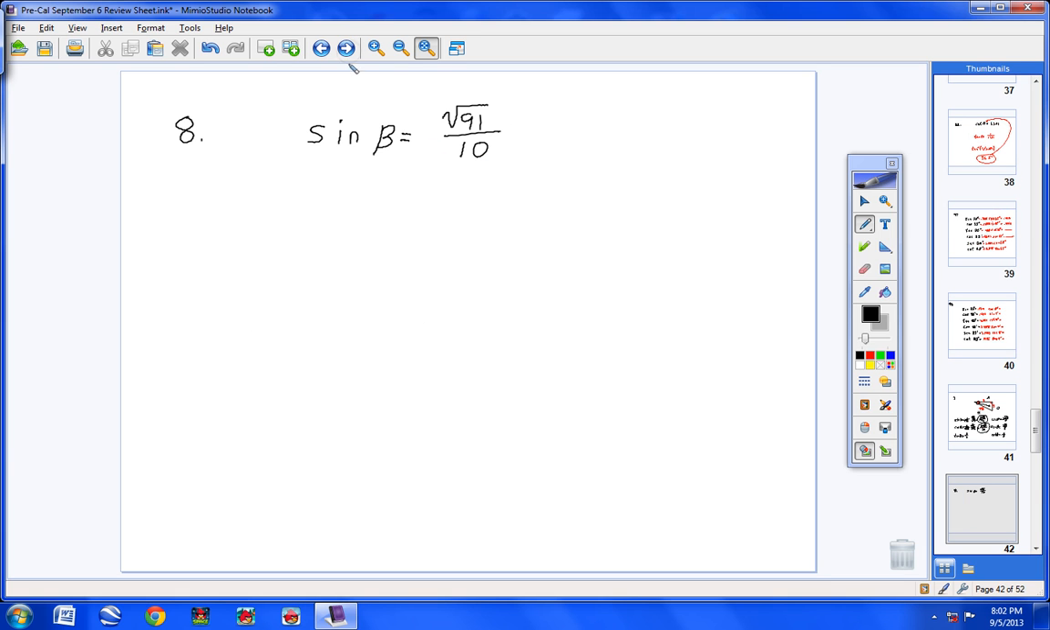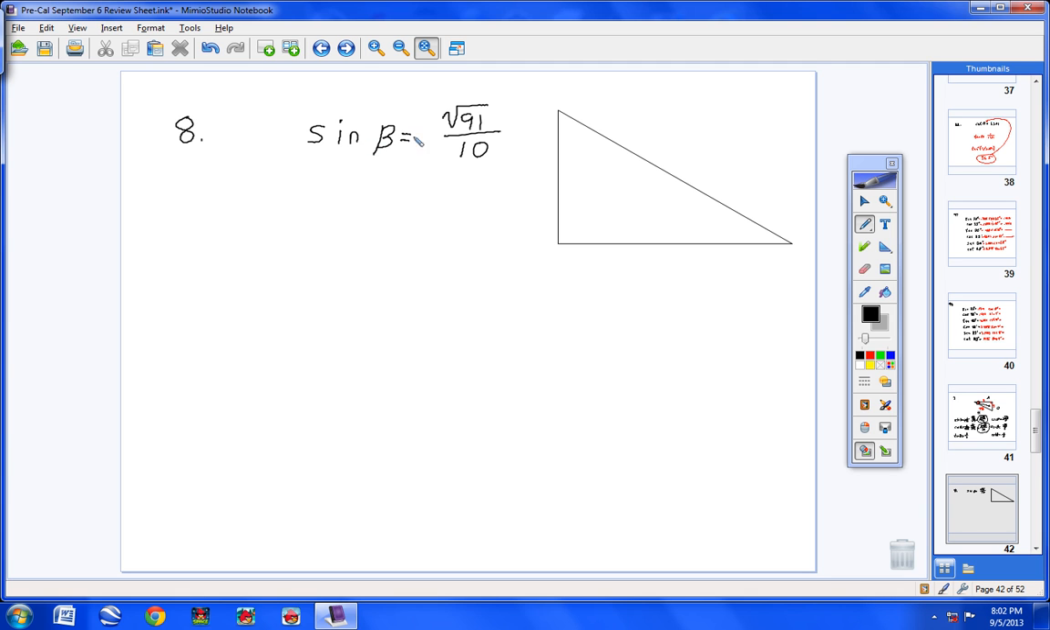Okay, next is number 8. The number 8 is a little more difficult, so please pay attention. Number 8, they're telling us the sine of b is the square root of 91 over 10. Now please pay attention and watch what I do. First of all, I'm going to draw my right triangle. It doesn't matter how big you draw it, how small. That's not really a big deal. I'm going to move it up here to give me a little more room. All right.